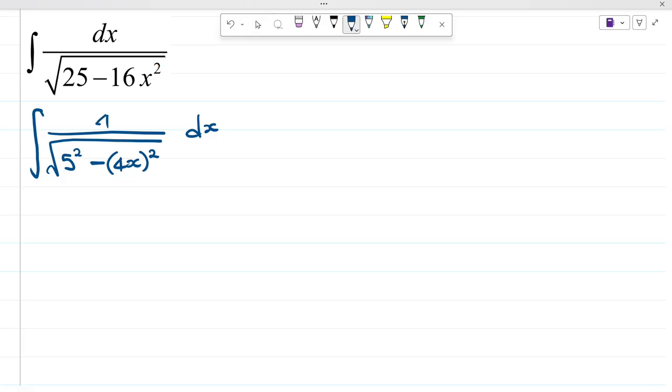So here I need to make sure that I have a 4, but because I'm introducing this 4, I need to cancel it out. I don't need to change the equation. So 4 and 4 cancel out because I would have put 1 over 4 outside the integral.